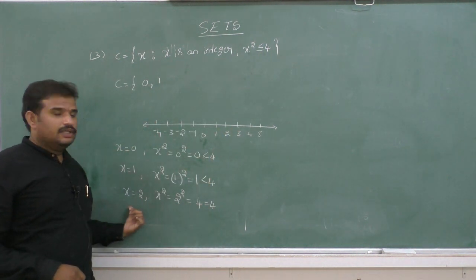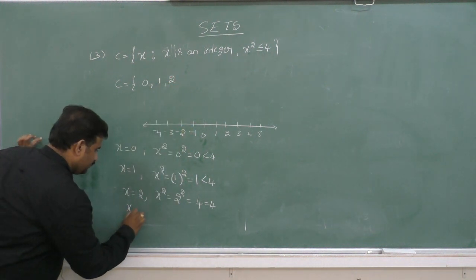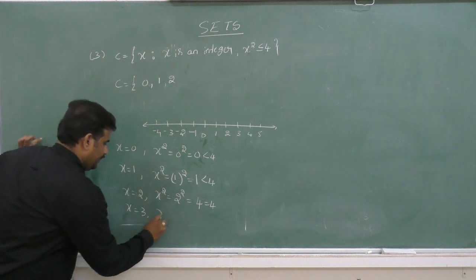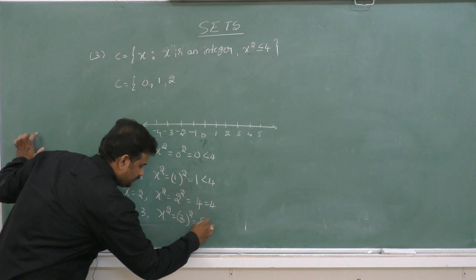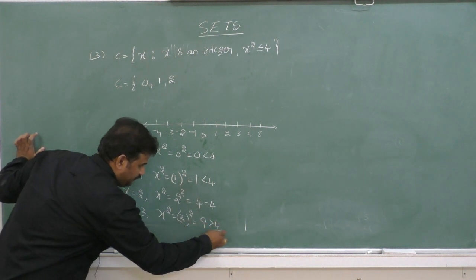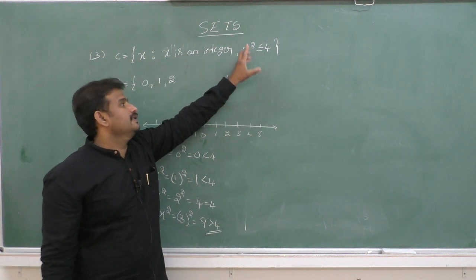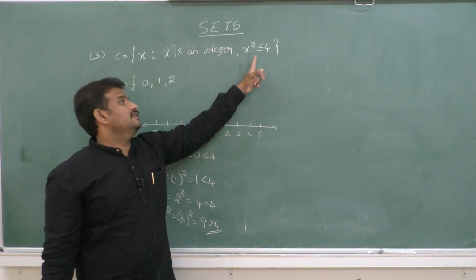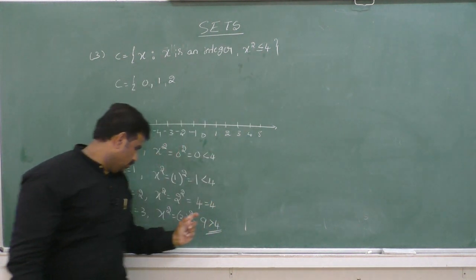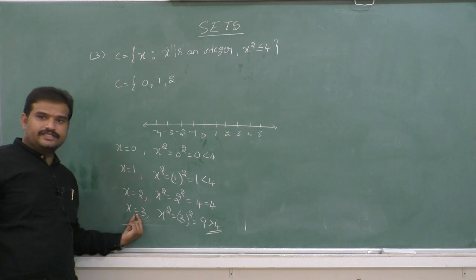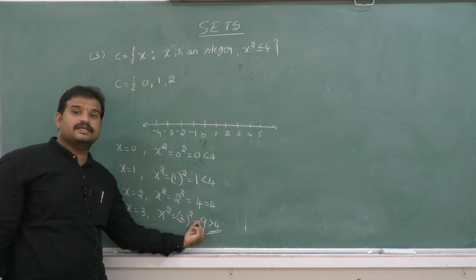We can take 2 as one more value. If I take x is equal to 3, what happens here? x square is equal to 3 square. 3 square is 9, which is more than 4. But we have to choose a value x in such a way that the square of that number should be less than or equal to 4. But here, if I take x value as 3, the square of x is more than 4.